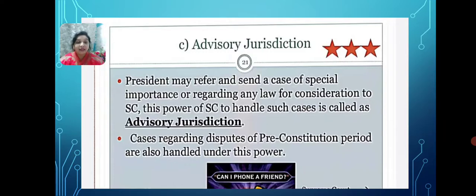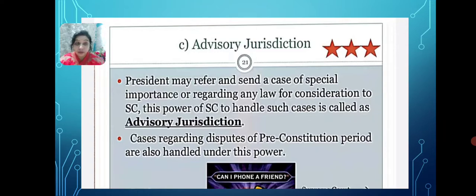Okay, now what type of cases are taken into consideration in the advisory jurisdiction? Cases regarding the disputes of the pre-constitution period are also handled under this power. Okay, for example, pre-constitution period, like before the constitution has been framed. So this is what you call advisory jurisdiction. The Supreme Court may be required to express its opinion in two classes of matters in an advisory capacity.